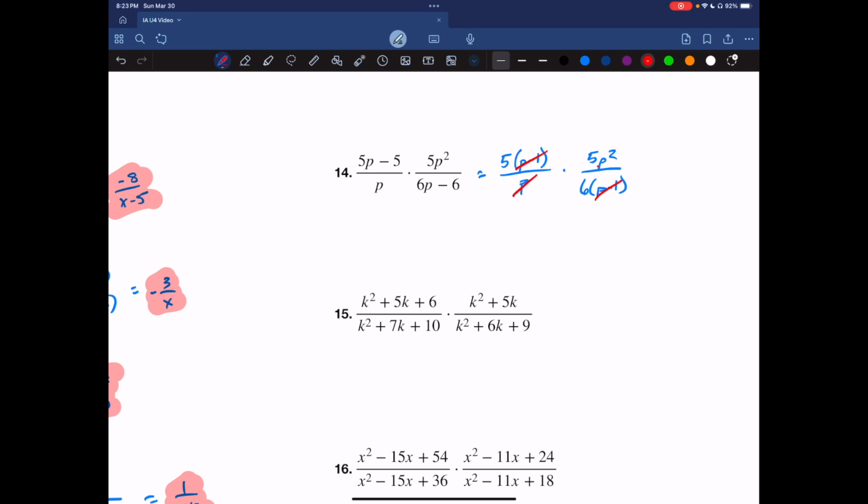P goes in P one time, and P goes in P squared P times. Okay, so that's going to be 5 times 5 is 25. It's 25p over 6.